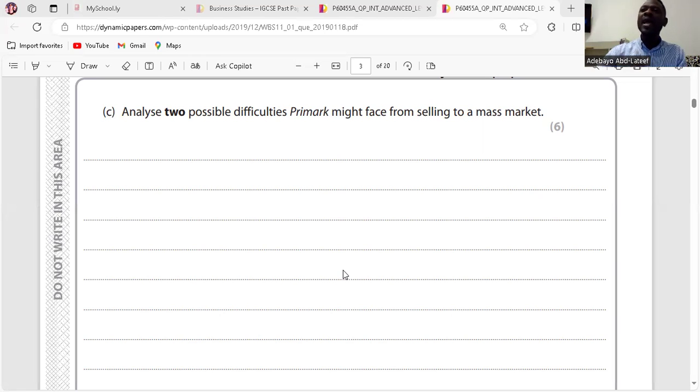Two, higher competition. Primark faces higher competition with other clothing giants, such as Next and Marks and Spencer, which means Primark must find a way to differentiate its products from those of the competitors to be successful. So there's high competition in the market. So for Primark to be successful, it must find a unique selling point other than low price. Do you get it? Yes. Any question about that? So those are the two analyses. I think the analyses are clear now.